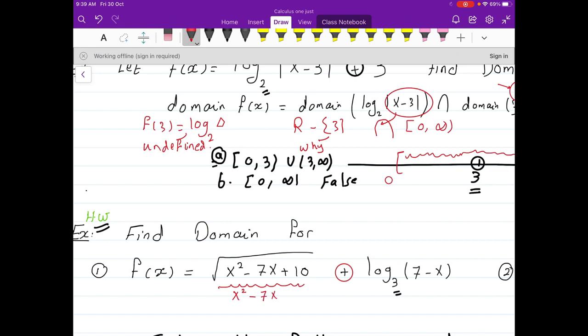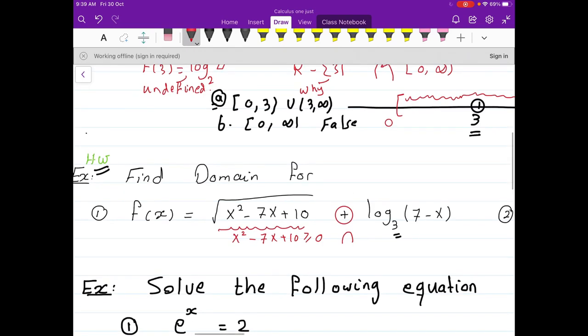x squared minus 7x plus 10 greater than or equal to 0. Then take the intersection. How can you find the domain for this function? Inside the log must be positive. I hope this is enough to continue to get the answer.